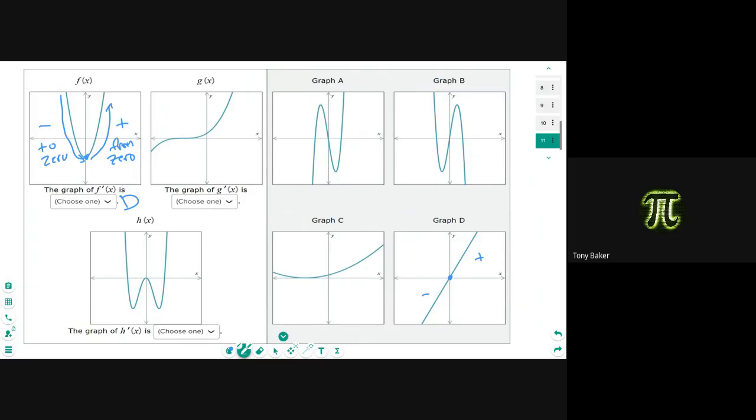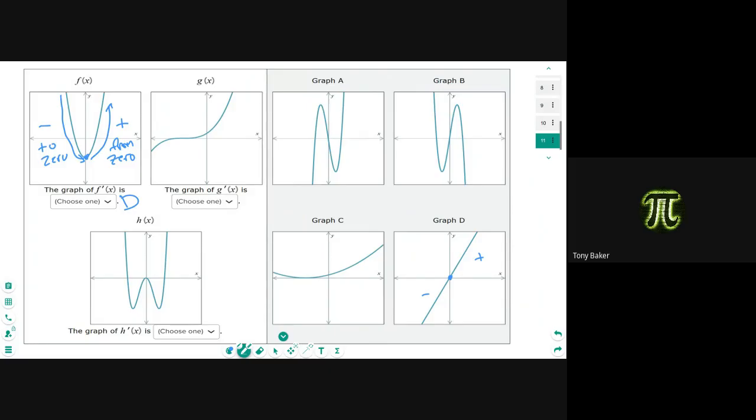What kind of graph is f of x? It is a polynomial. What kind of polynomial? Second degree, so we call that a parabola. What kind of graph is d? It's linear, a degree of 1.